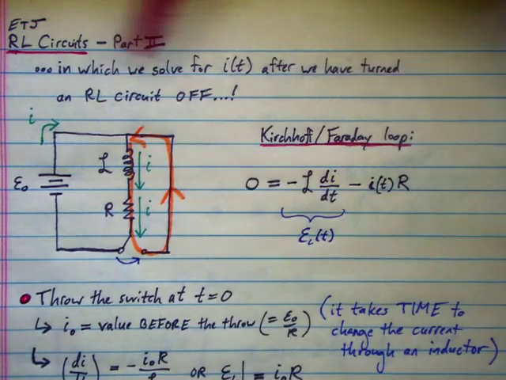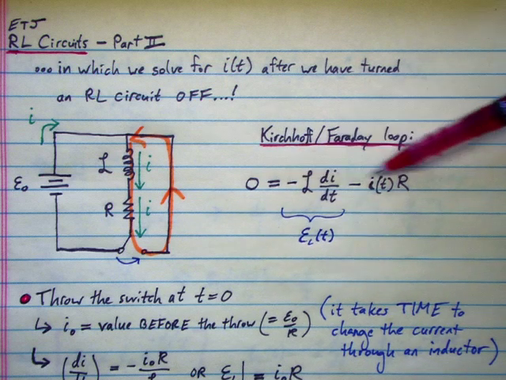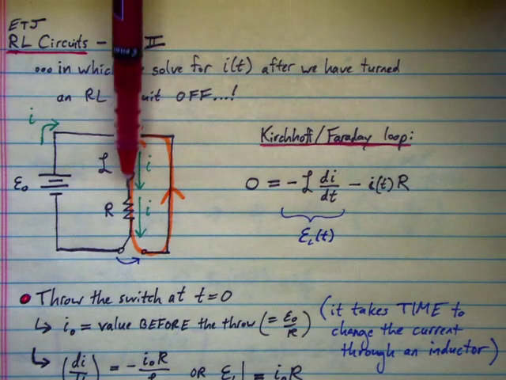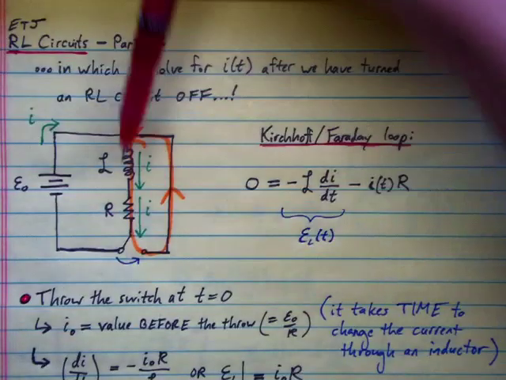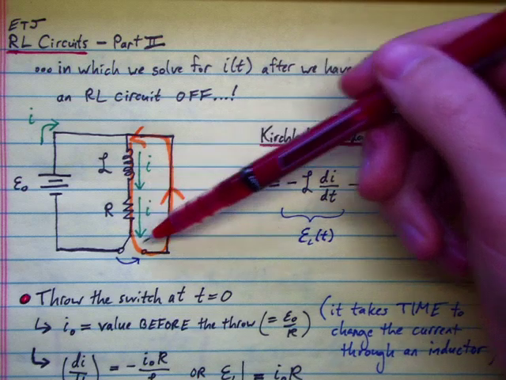Note that these two minus signs, which may seem confusing, come to us because we're going with the direction of positive current as we've defined it. With the current through an inductor, minus L dI/dt. With positive current through a resistor, minus IR.